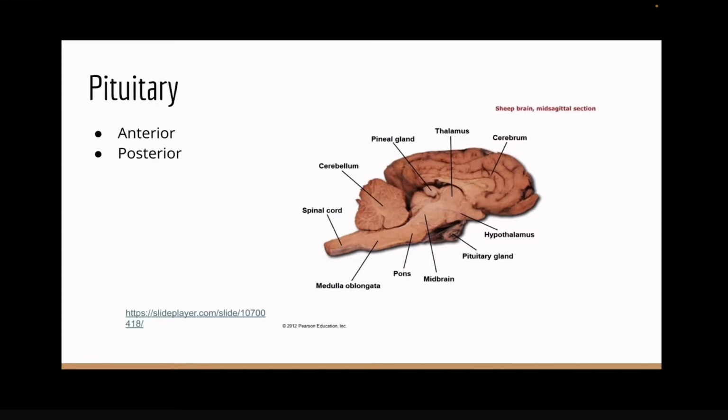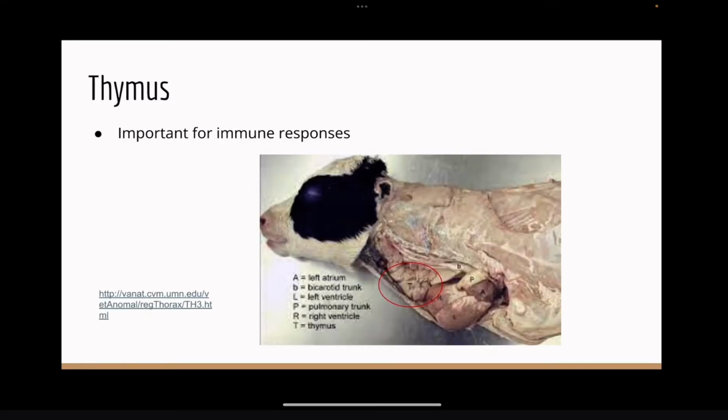Oxytocin stimulates muscle contractions for birth and is involved in a positive feedback loop with milk letdown and contractions during parturition. Next, there's the thymus. The thymus is located above the heart and is crucial for the immune system in the bovine.